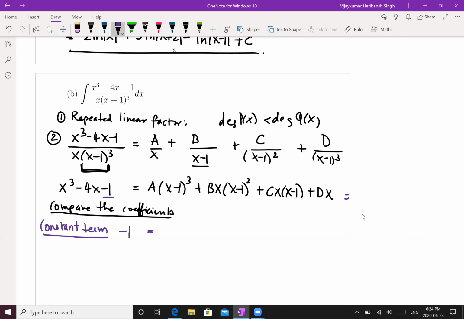So when you put x equals 0 here, you will get minus 1 cube. This will become 0, 0, 0. So we get minus 1 cube times a is minus 1. So this gives you a equals 1. So you got a directly like that. Now the next term to discuss is the x term.